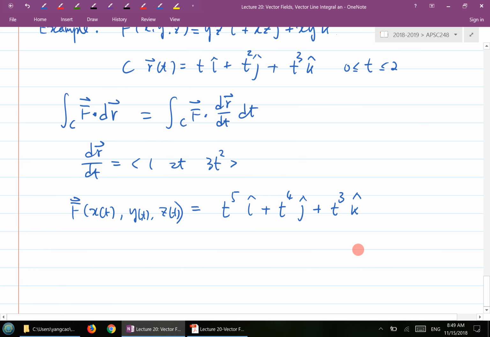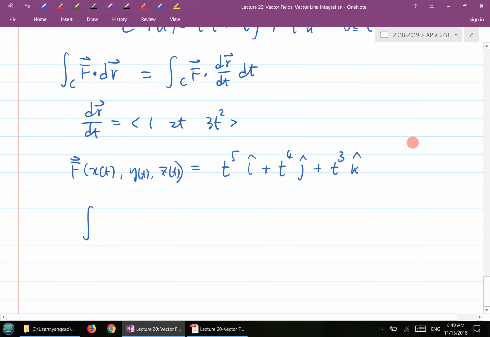In the scalar line integral, you replace the scalar function x, y, z with x of t, y of t, z of t. And here we're replacing this x, y, z for the vector function. Coming back to the original vector line integral, putting everything into here, so you have t to the power 5, t to the power 4, t to the power 3, dot 1, 2t, 3t squared dt.